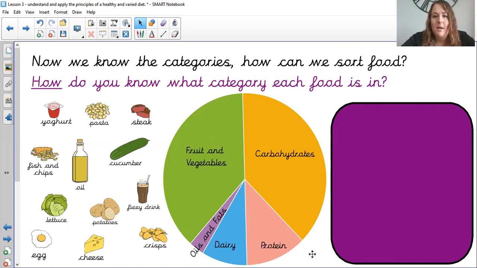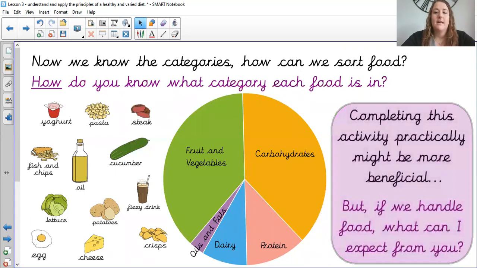So now that we know the categories, how can we sort the food? And how do you know what category each food is in? So we've got lots of different foods at the side: yogurt, pasta, steak, fish and chips, oil, cucumber, lettuce, potatoes, fizzy drink, crisps, cheese, and egg. Where do they go? How do we know? Again, I'll just ask you to pause here if you need to have a think or have a chat with someone.